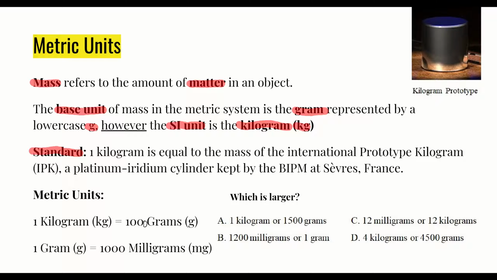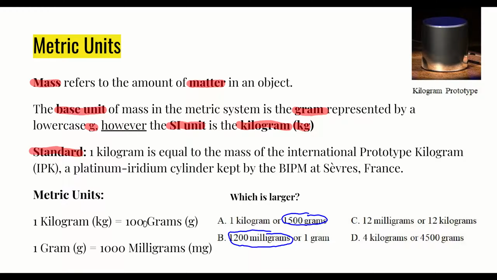Moving over to our which is larger, we can look at, okay, 1 kilogram or 1,500 grams. Okay, well, if we're doing that here, our 1 kilogram, we just said, is equal to 1,000 grams, so that means 1,500 is greater, so we're going to have 1,500 grams. All right, moving on to letter B, 1,500 milligrams or 1 gram is going to be, well, we said 1 gram is 1,000 milligrams, which means that 1,200 milligrams is going to be larger.